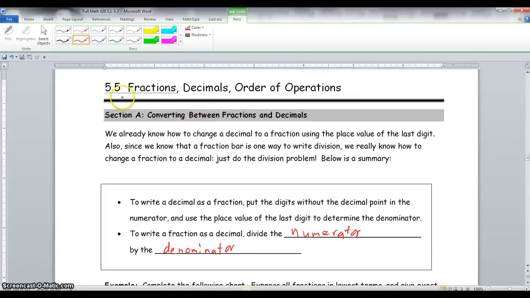Okay, class, we're starting in section 5.5, fractions, decimals, and order of operations. Now we have section A, converting between fractions and decimals. It says here, to write a decimal as a fraction, put the digits without the decimal point in the numerator, and use the place value of the last digit to determine the denominator. To write a fraction as a decimal, divide the numerator by the denominator.